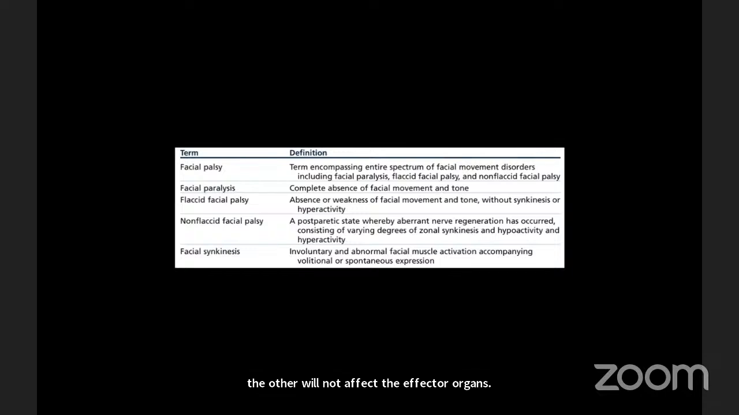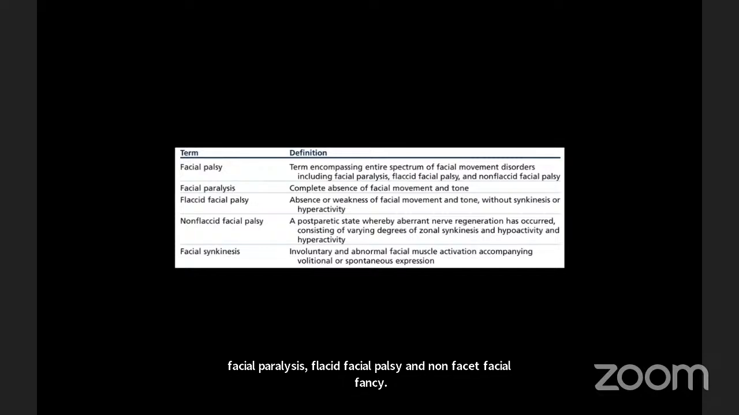Now, there are different types of facial nerve problems. So there's facial palsy. That's a movement disorder, which is temporary and or permanent, and can include facial paralysis, flaccid facial palsy, and non-flaccid facial palsy. Facial paralysis is complete absence of movement.